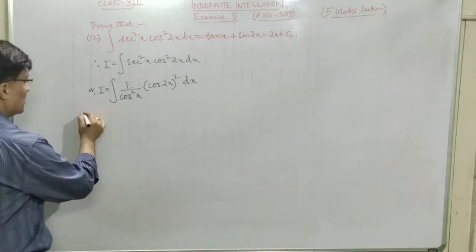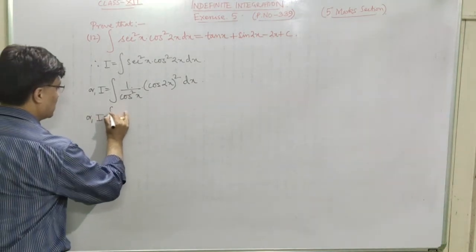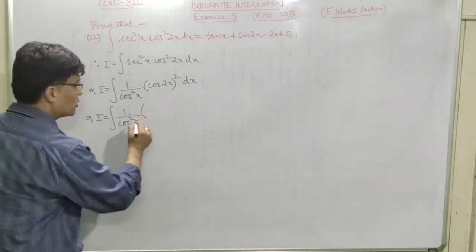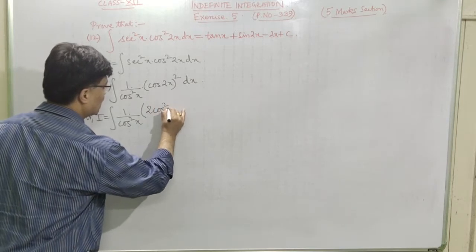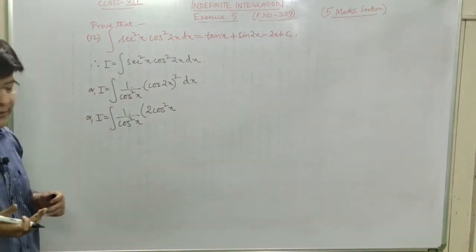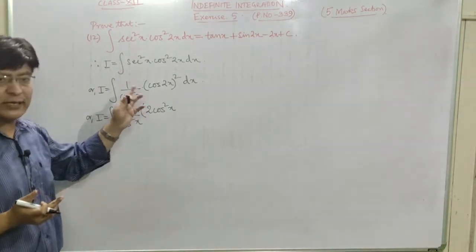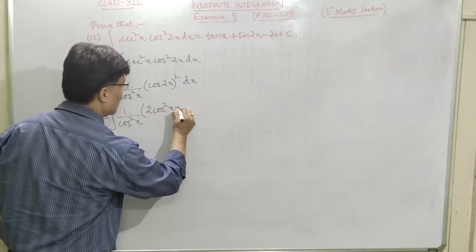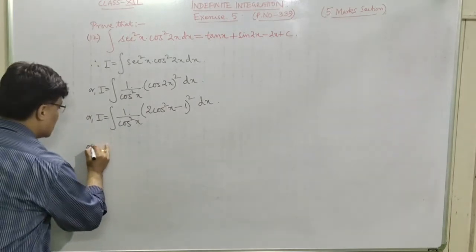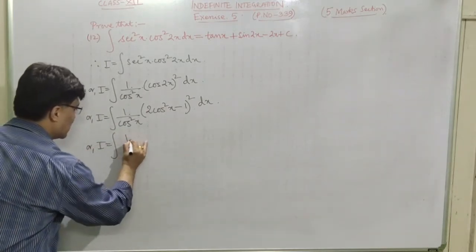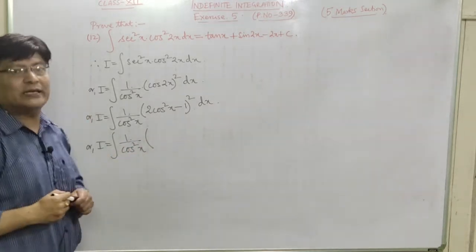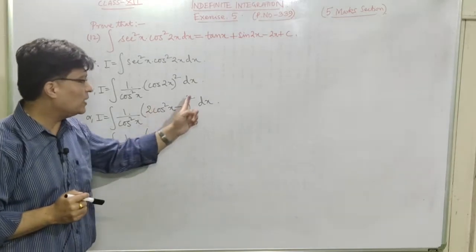Is that clear? So I is equal to integration of 1 upon cos square x within bracket. What is cos 2x? What is the formula? You should write it in terms of cos x, because this sec square x is written in terms of cos square x. So it is 1 by cos square x, and within bracket what is the formula for cos 2x? It is 2 cos square x minus 1 whole square, then you should write dx. Okay, so I is equal to integration of 1 by cos square x within bracket, you can use the formula here, a minus b whole square.